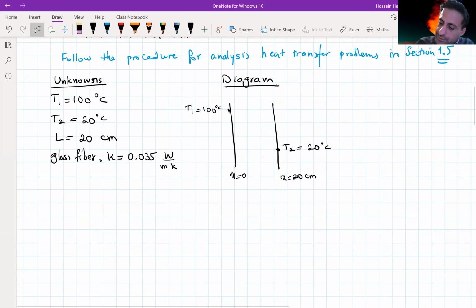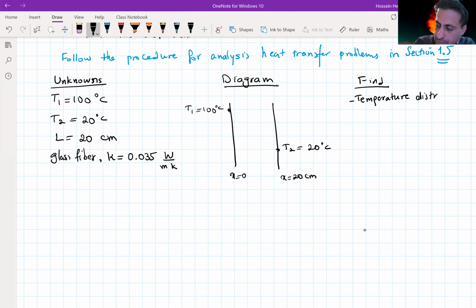What we have been asked is finding the temperature distribution as T of x, and the heat flux in the middle of the wall, which is q double prime at x equal to 10 centimeters. These are what we have been asked.